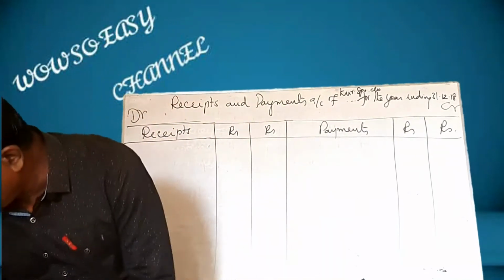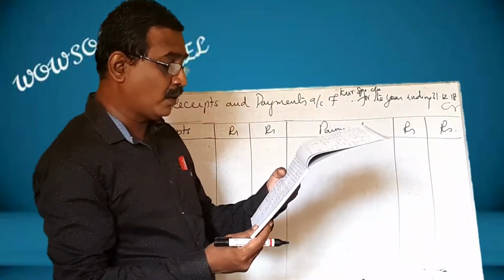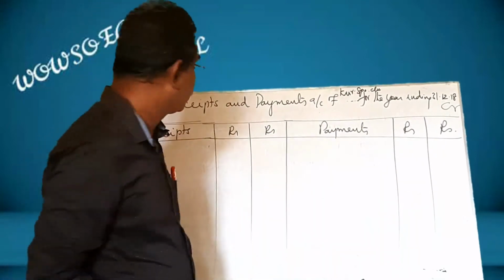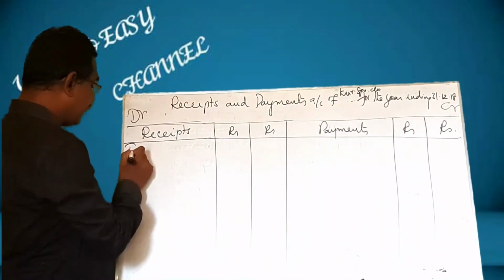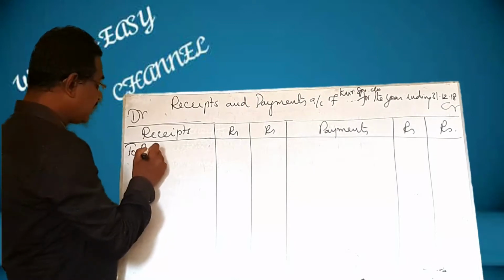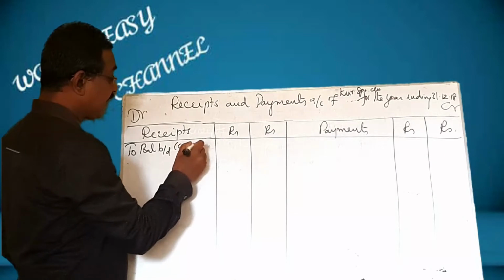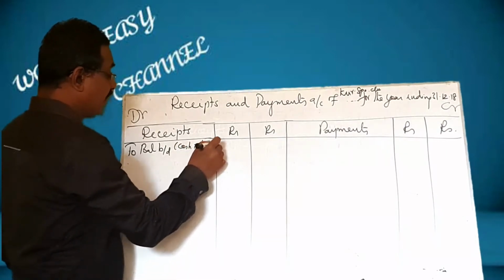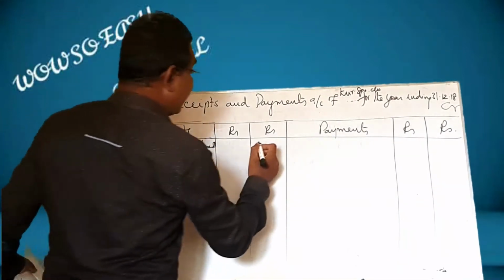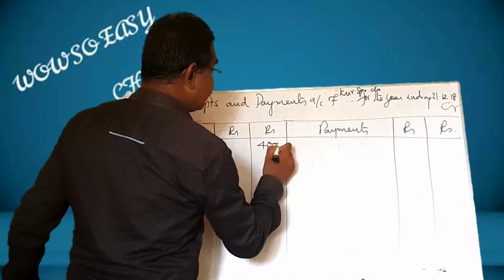Now, let us do the sum. Cash in hand on 1/1/2018, rupees 4,000. This should be recorded here as 'To balance brought down', and within brackets write cash in hand. What is that amount given? 4,000. That should be recorded in the outer column.